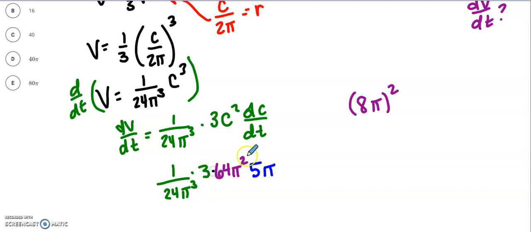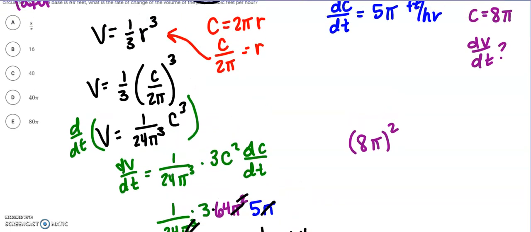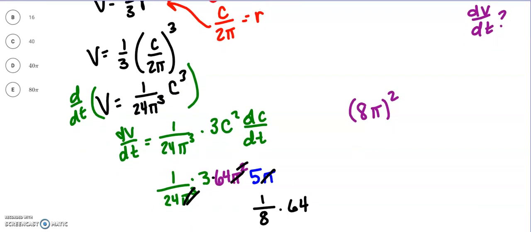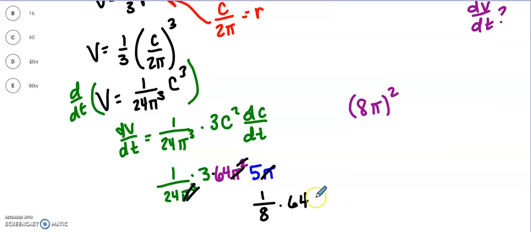Well, let's start canceling. So we've got pi squared and another pi, which will cancel with that. 3 over 24 is actually 1 over 8. And then we still have a 64. 64 divided by 8. Am I missing something? Oh, duh. Times 5. I was like, wait a second, something's not right there. So 64 divided by 8 gets us 8, times 5 is 40. 40 should be our final answer.